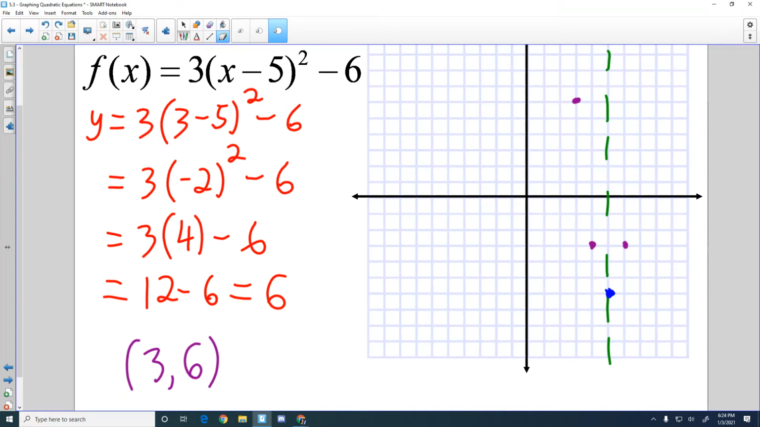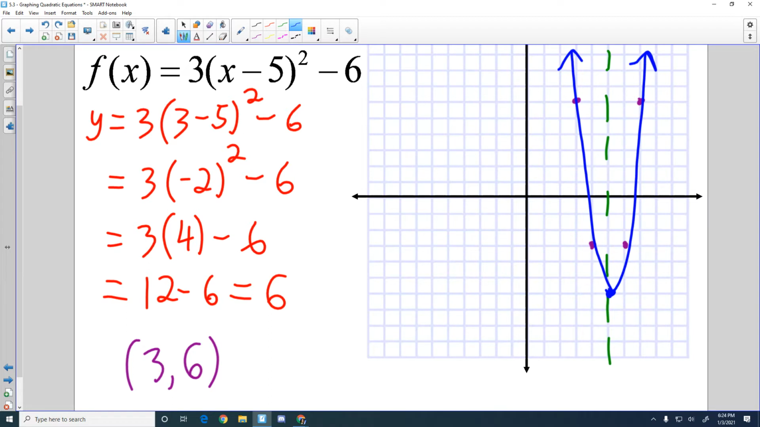And of course, we've got a mirror point that goes along with it right over there. And our points do look like they can connect to form one single smooth but skinny parabola. And there you go. So that is graphing these quadratic equations in vertex form.